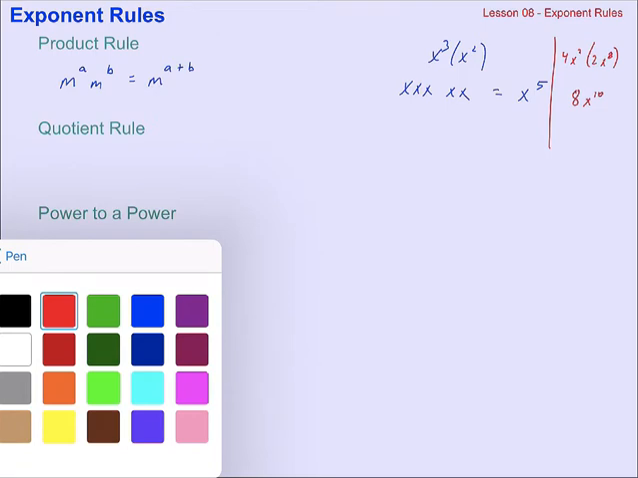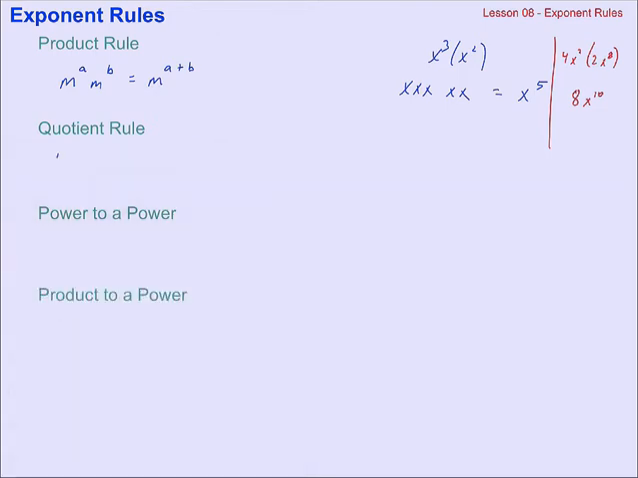The quotient rule is very similar, except instead of talking about the product, multiplying one power with the base of m times another power, like we did up here, we'll be talking about dividing one power with the base of m divided by another power with the base of m. And in this case, instead of adding the exponents together, we will subtract them.